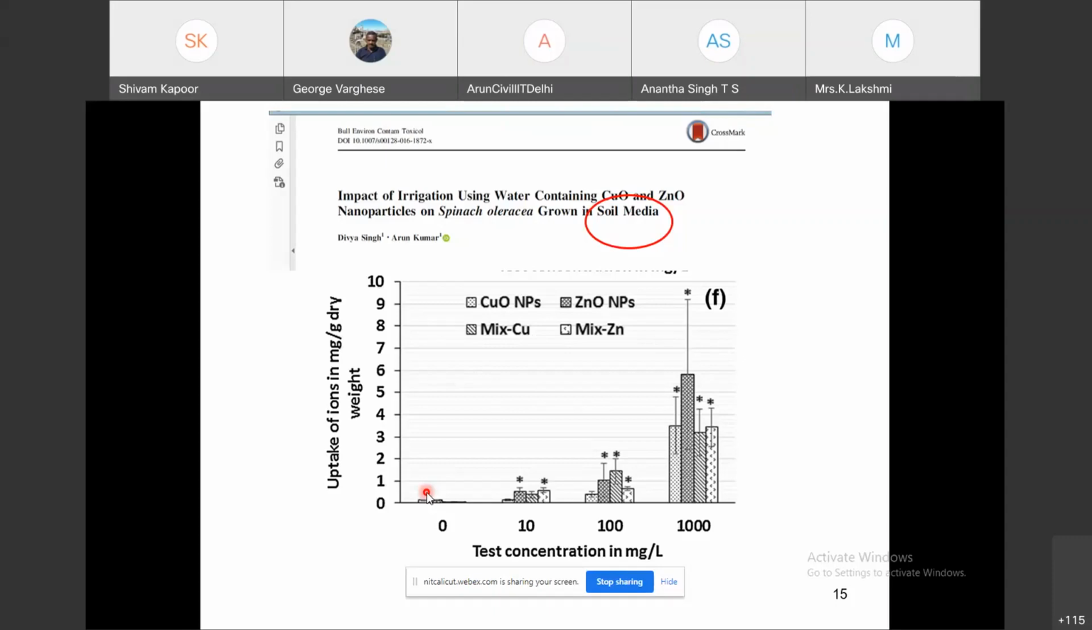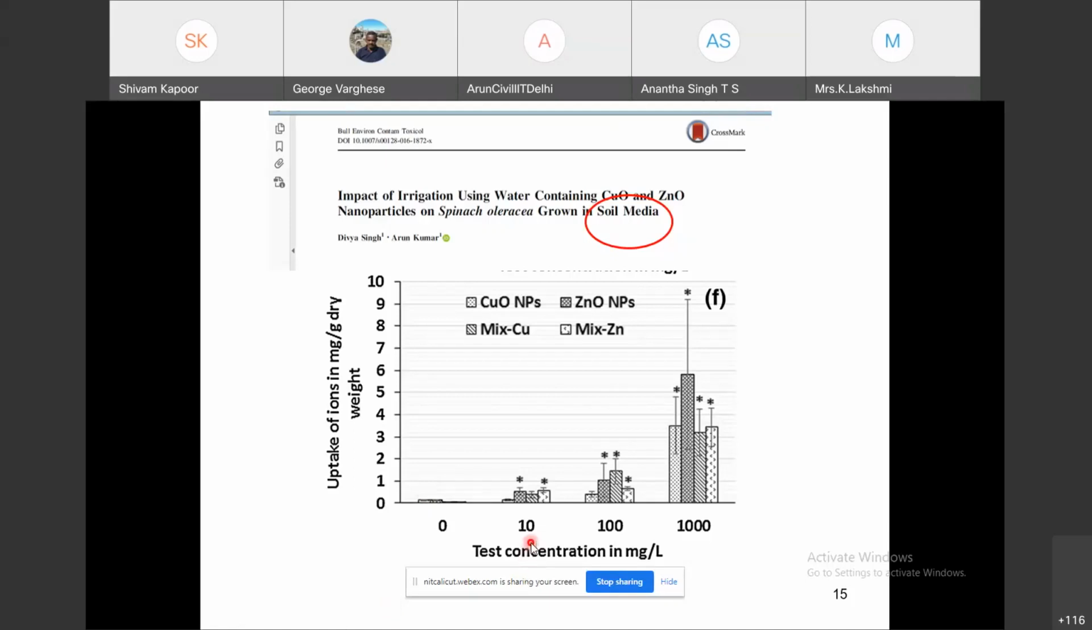Instead of growing non-edibles, we are exploring whether we can use this nanoparticle-containing wastewater for growing edibles, leafy vegetables and all, and what the issues are. Dr. Divya Singh tried to expose spinach to copper oxide nanoparticle-containing wastewater and zinc oxide nanoparticle-containing wastewater. Later on, she did the mixture combination also, to see whether it can still grow the vegetable and whether the copper-based or zinc-based metals are still detected in the leafy vegetables or not.